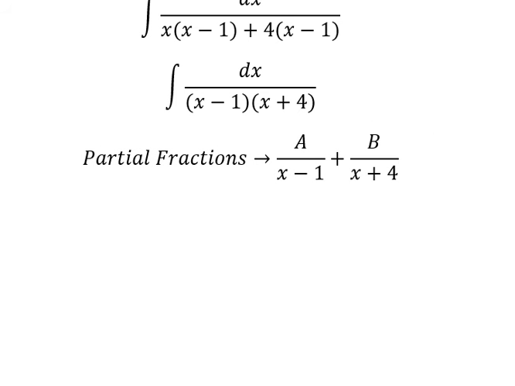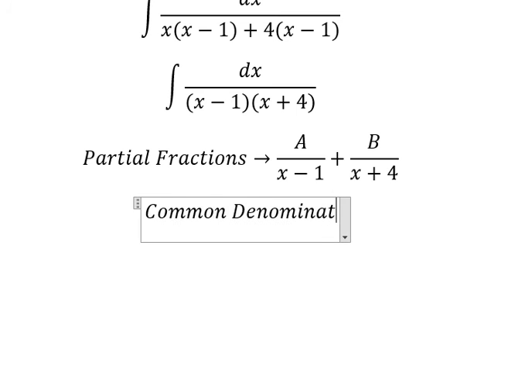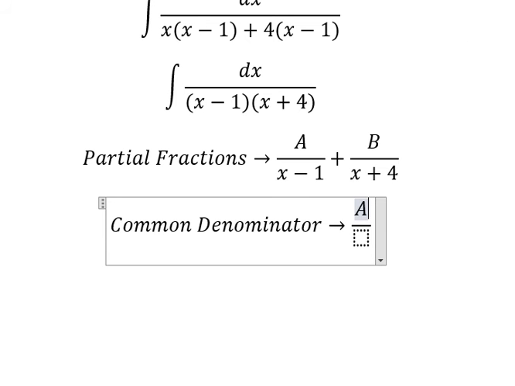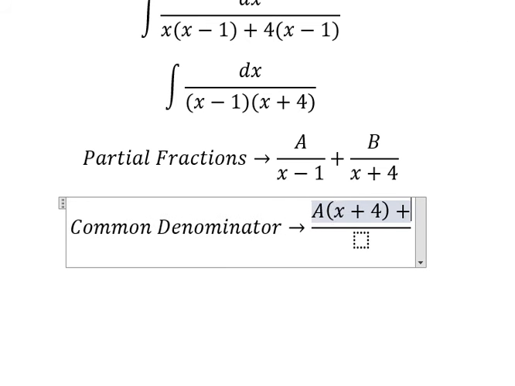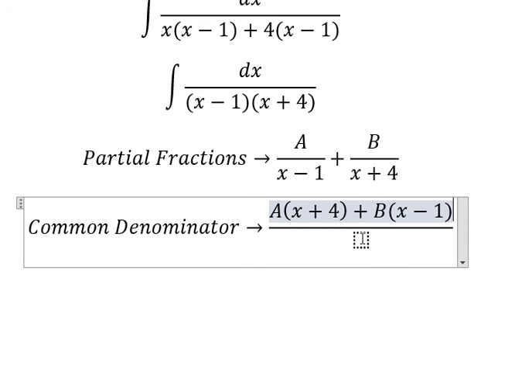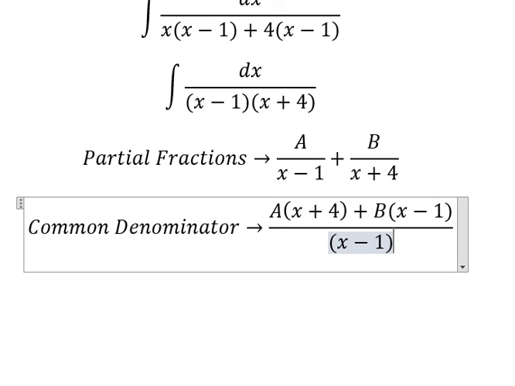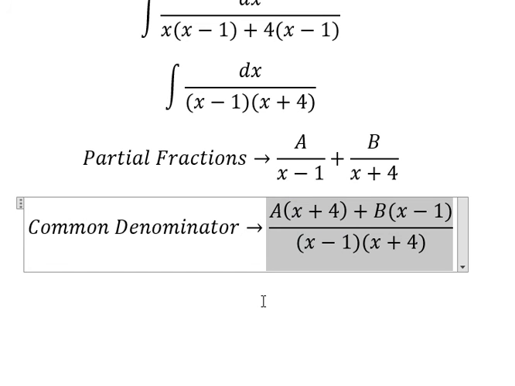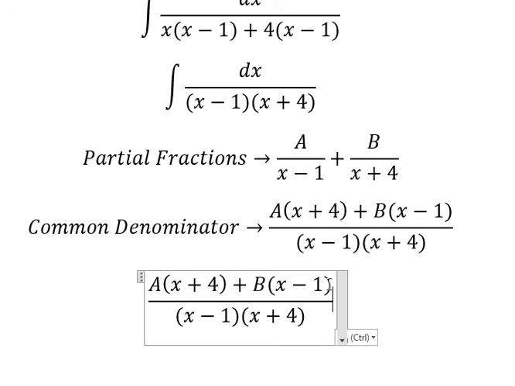Now, we do the common denominator. So, capital A multiplied by s plus 4 and capital B multiplied by s minus 1. And this one you get s minus 1 and s plus 4. Now, we need to arrange based on the terms of s.